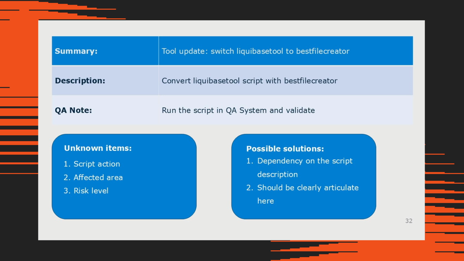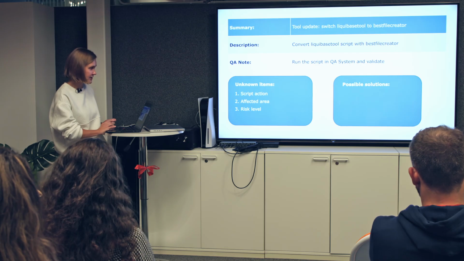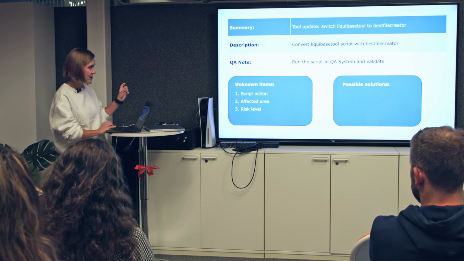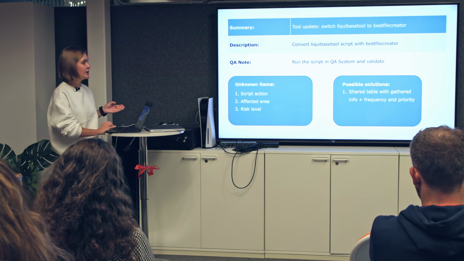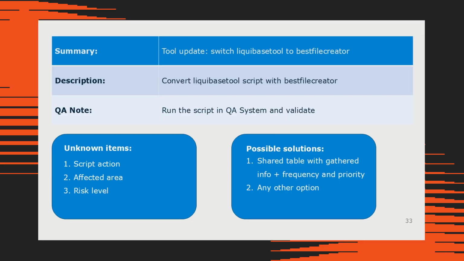So I can move further and do a risk assessment to understand the risk of this ticket. For this, in real life, we created a shared table with all the gathered info for all tools, because there are many, with the frequency of usage and priority of each. But any other solution that works for your application is also welcome and works here.